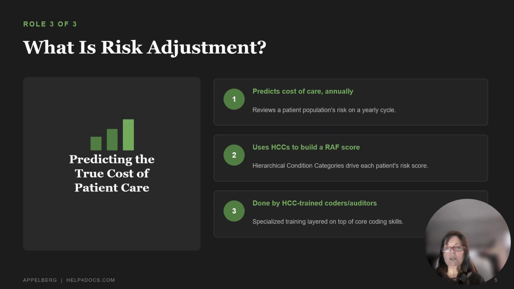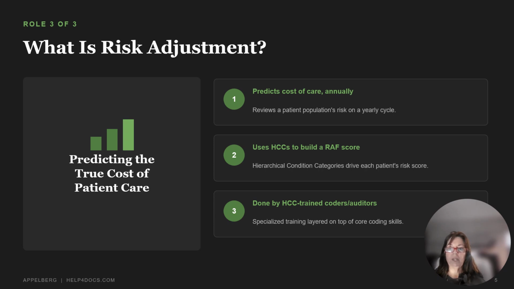Now, risk adjustment is where things get less intuitive for people because it's not really about a single patient encounter. It's about predicting the cost across an entire year. So here's the concept. Insurance companies, especially Medicare Advantage plans, pay healthcare organizations differently depending on how sick their population is.